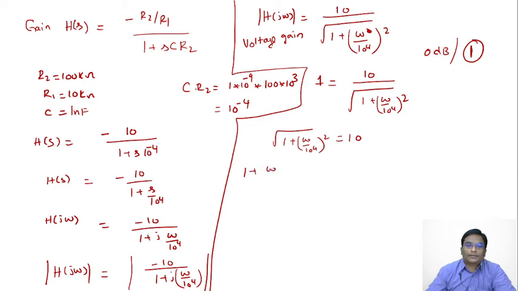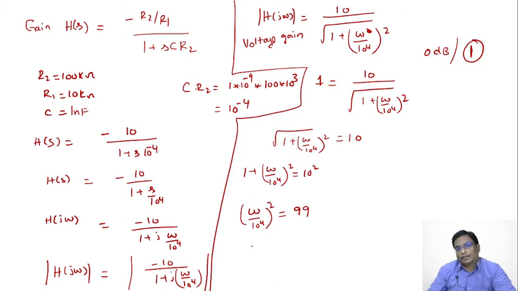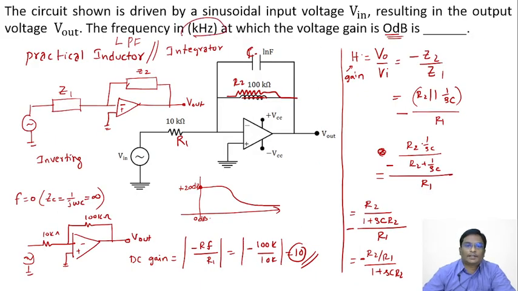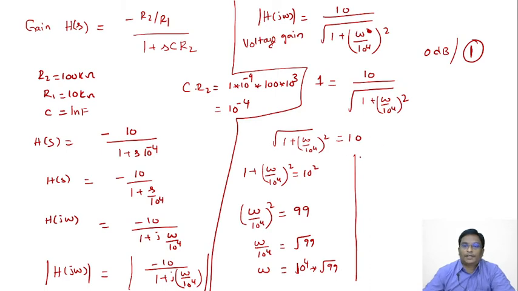Squaring on both sides, 1 plus omega by 10 power 4 whole square equals 10 square. Or omega by 10 power 4 whole square equals 100 minus 1, 99. Or omega by 10 power 4 equals square root of 99. Take the calculator. Omega equals 10 power 4 into square root of 99. Since they're asking for the frequency in kilohertz, nothing but f, therefore 2 pi f equals 10 power 4 into square root of 99.